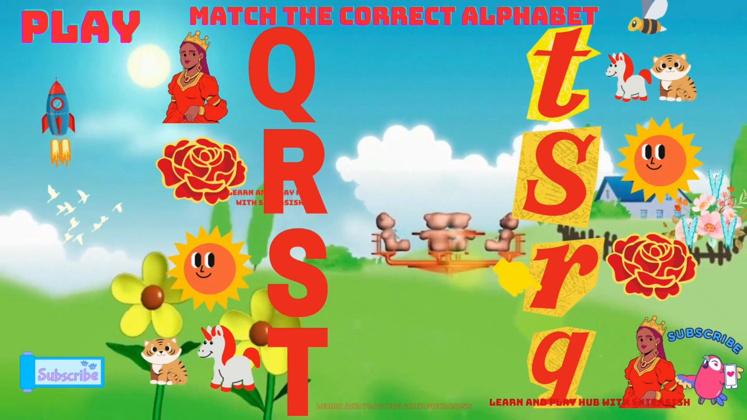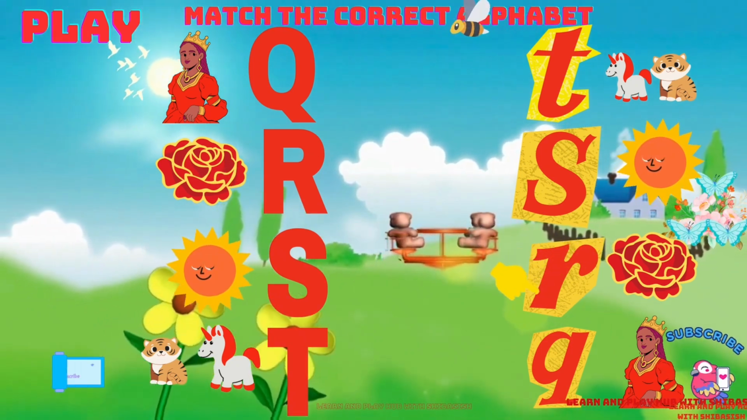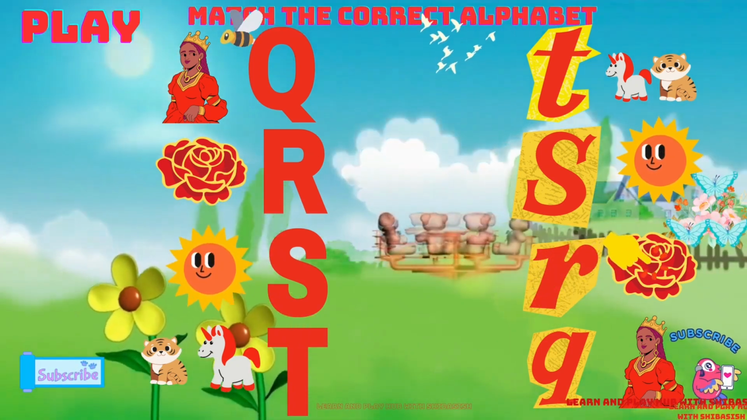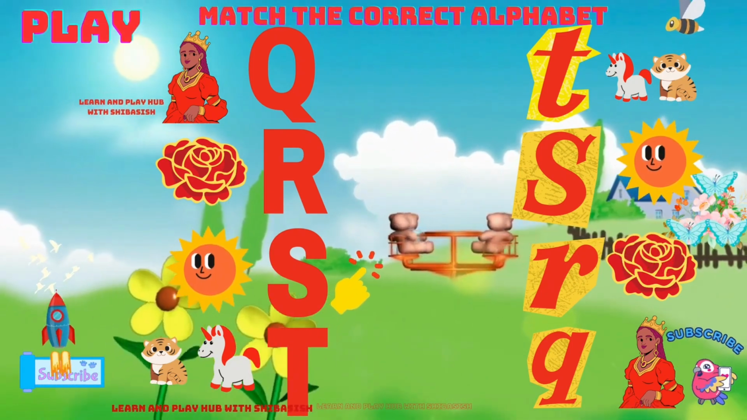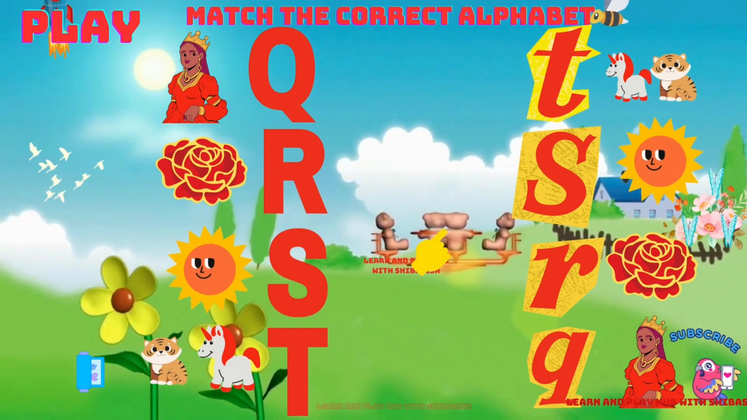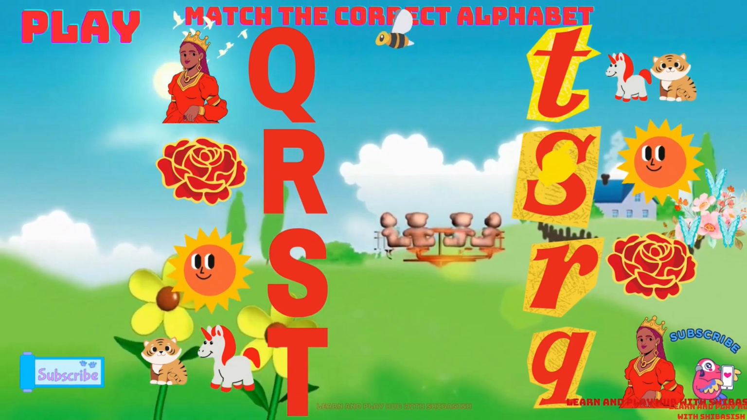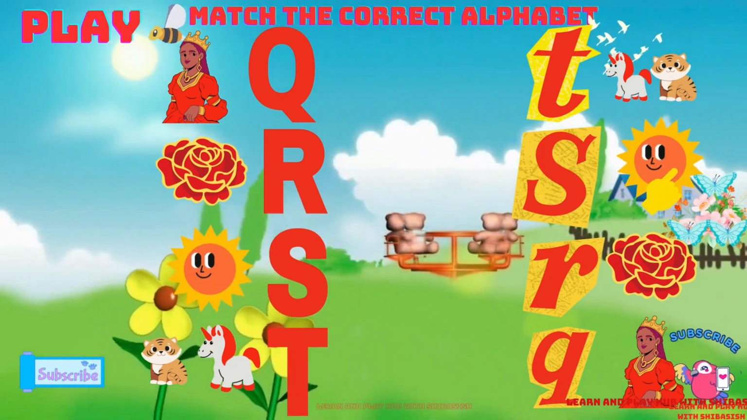Capital R, match with small r. R for rose. Capital S, match with small s. S for sun.